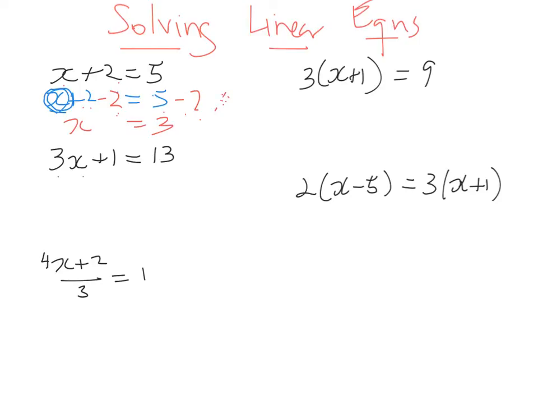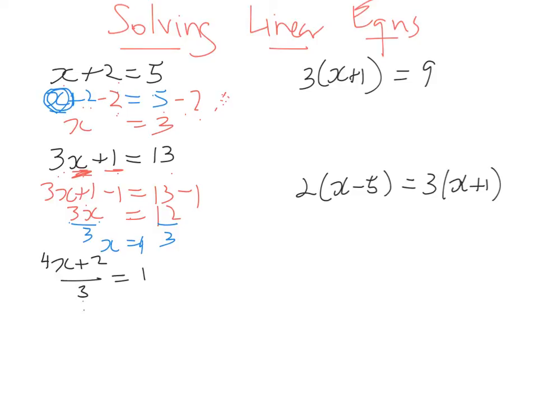Okay, next one, 3 times some number plus 1 has got to be 13. So we've got 3x plus 1. We want x on its own. First thing to go is this 1. So we're going to subtract 1 from both sides. So we're going to say we've got 3x plus 1 minus 1 equals 13 minus 1. Plus 1 minus 1 becomes 0, so we're left with 3x equals 12. Now 3 times x equals 12, the opposite of times is divide, so we're going to divide by 3. 3 divided by 3 is 1, so we're left with x, 12 divided by 3 equals 4.